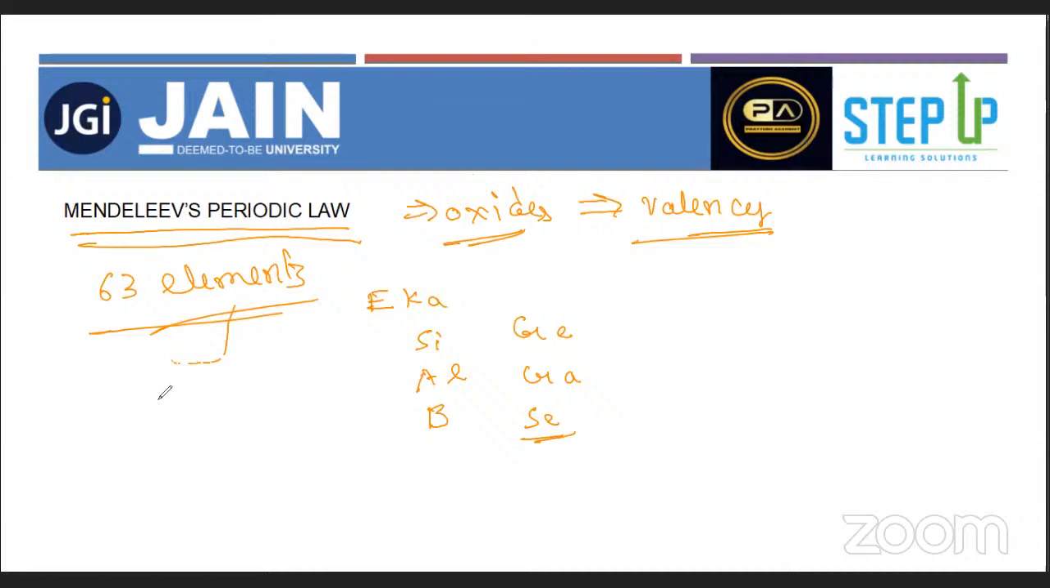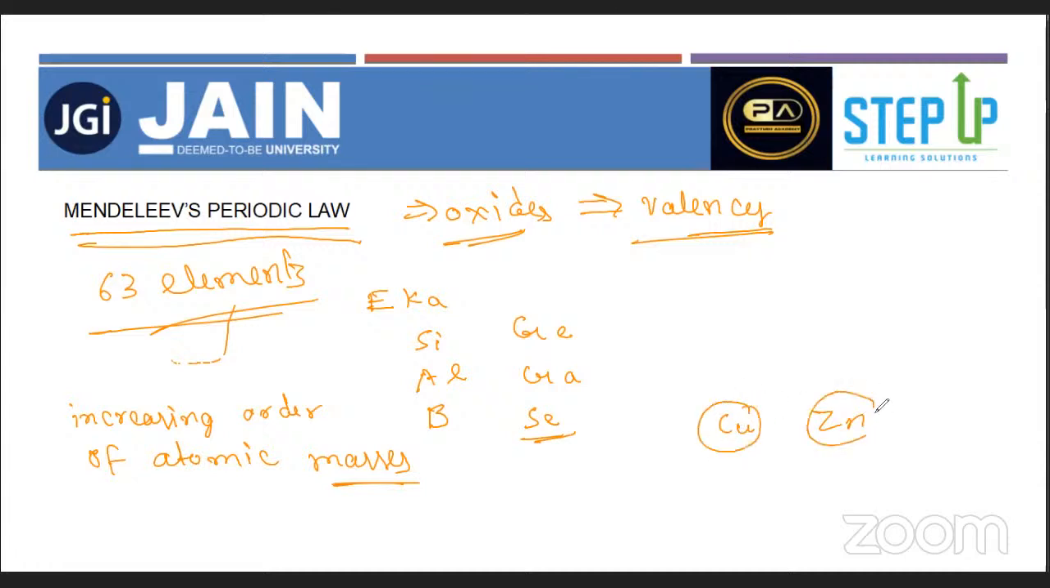So what he said is, elements will be arranged in increasing order of atomic masses, or atomic weight. The problem that happened is that he arranged a few things which have a higher atomic mass before others. For example, he arranged copper here, and after copper he gave you zinc. In copper, these all were having incomplete shells.